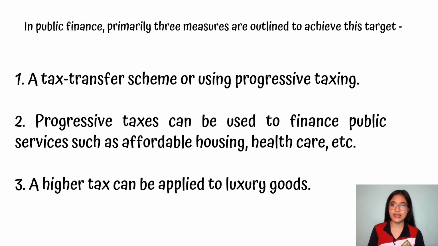So first is a tax transfer scheme or using progressive taxing. In simpler words, charging higher tax from the rich and giving subsidies to low income. The next one is these progressive taxes can be used to finance public services, such as affordable housing and healthcare. And the last one is a higher tax can be applied to luxury goods.